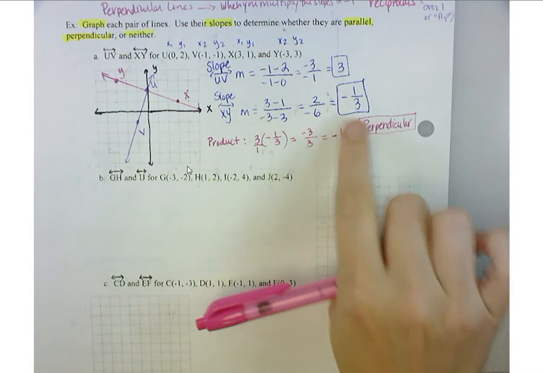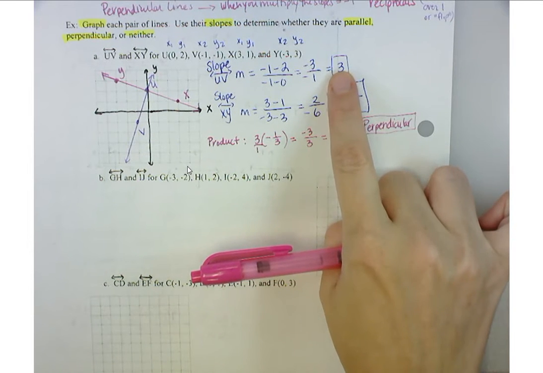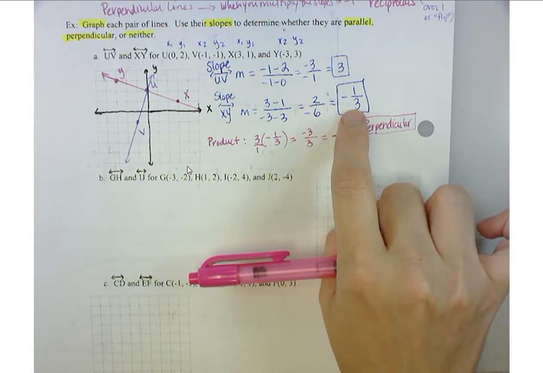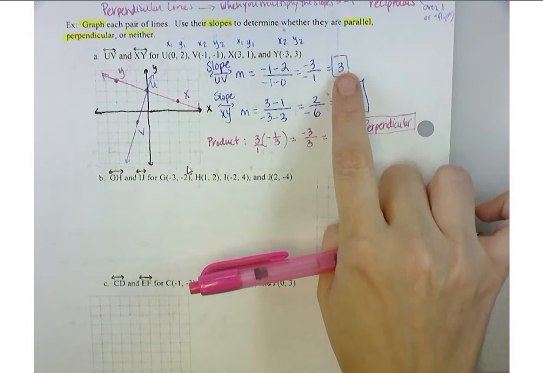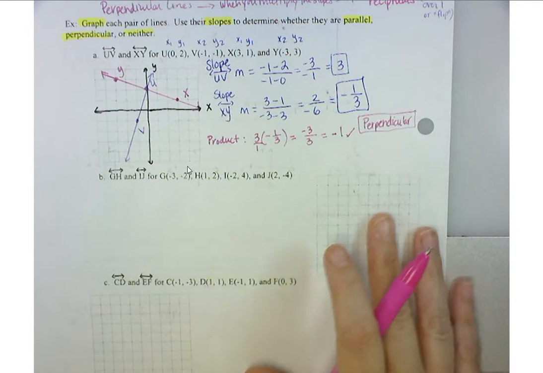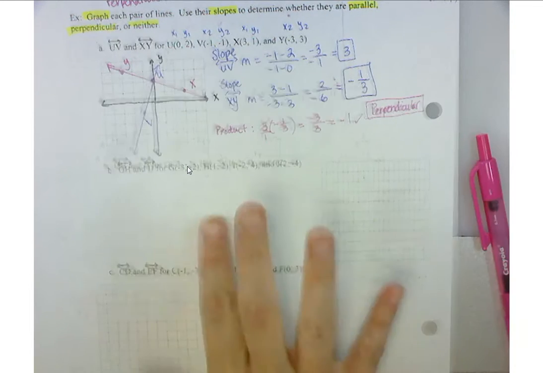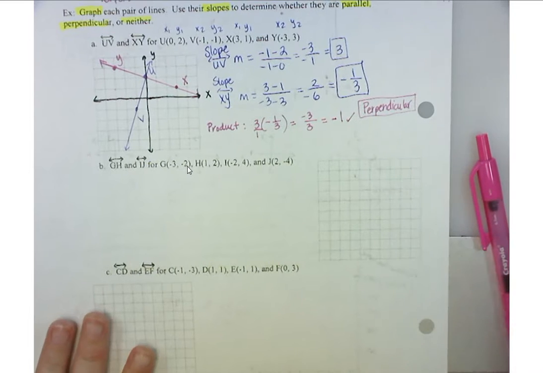Remember, I also said that they're opposite reciprocals. So look at this one. See how it's negative and this one's positive? The reciprocal, 1 over 3 would flip to what? 3 over 1. And isn't 3 over 1 just 3? Yep. So they are opposite reciprocals, which is the same thing. Okay, so those are perpendicular. We're going to do the same thing with the next one.